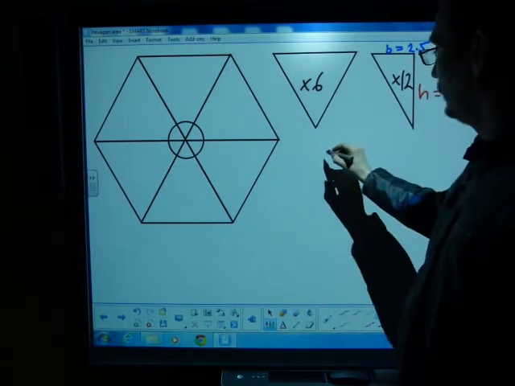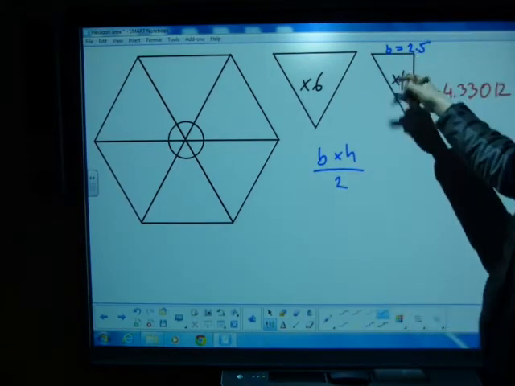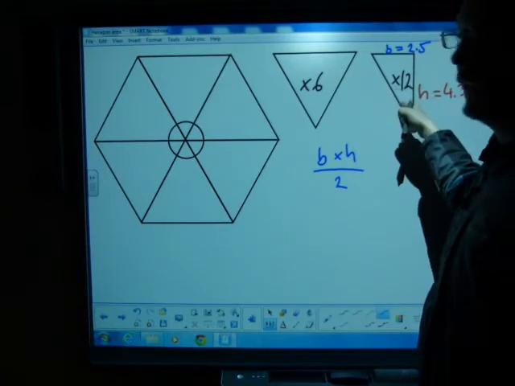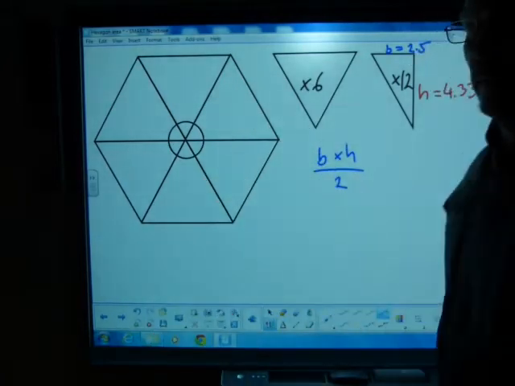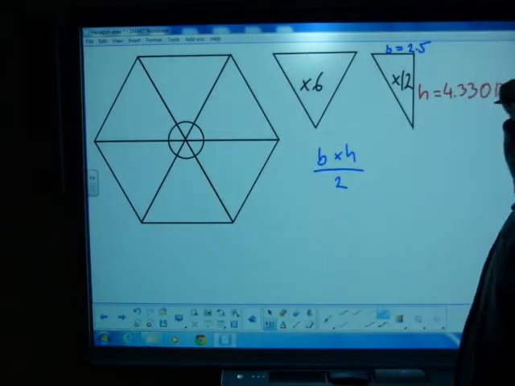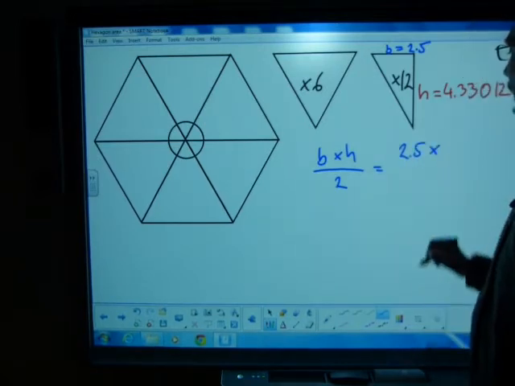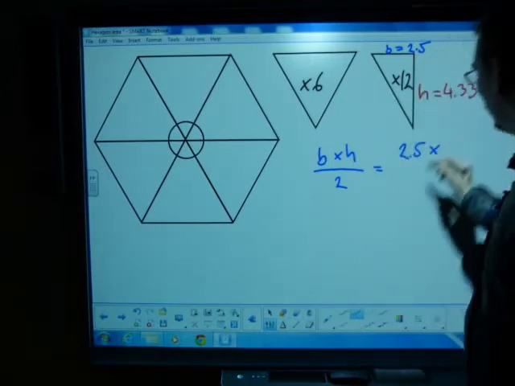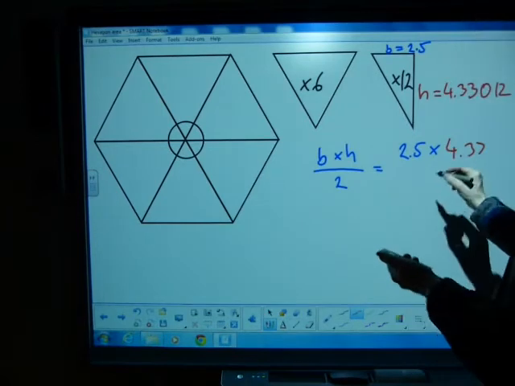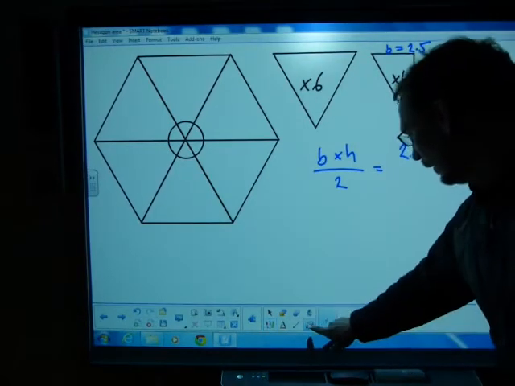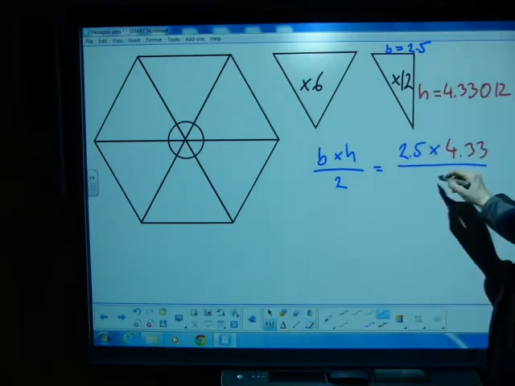So what we need to do is base times height divided by 2 to get the area of any triangle. And I'm going with this triangle, and there's 12 of these that make up the big hexagon, okay? In that case, the base is 2.5, and I'm going to multiply it by the height, which was 4.33. It's still on my calculator's display, so I'm just going to multiply it in a sec. And then we're just going to be dividing by 2.